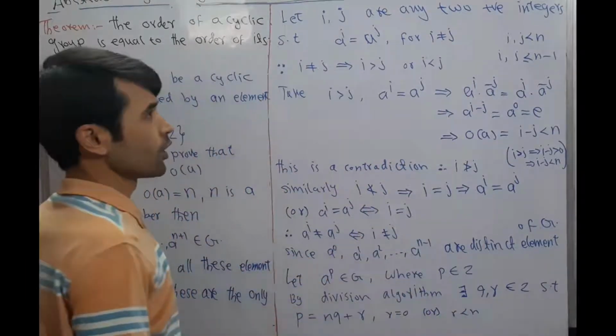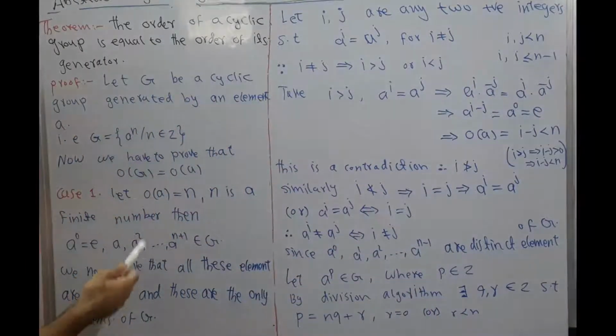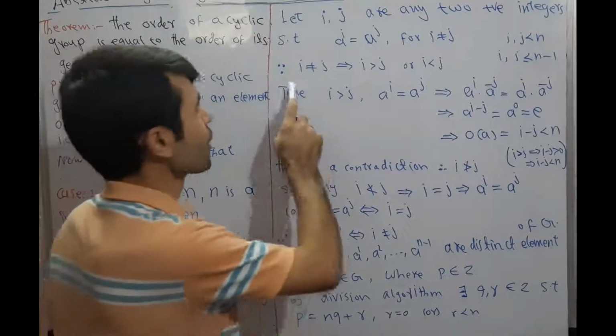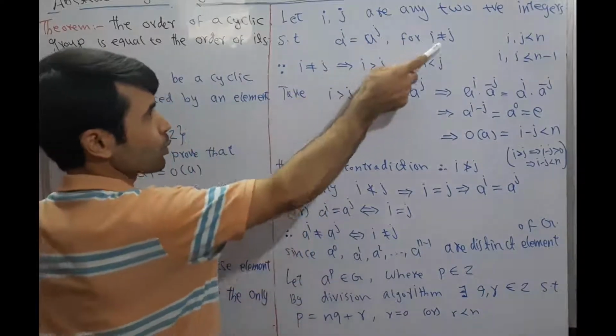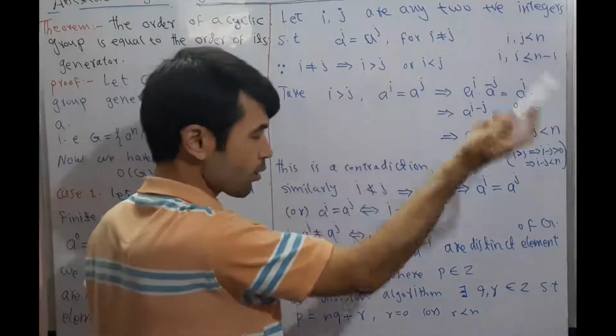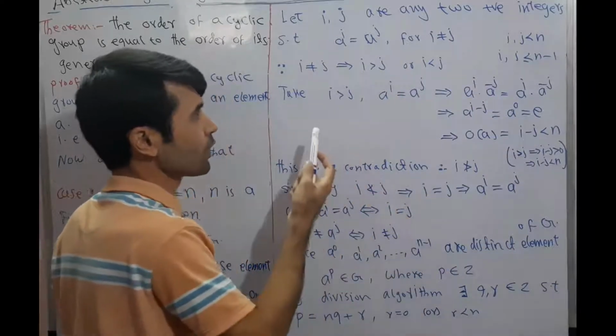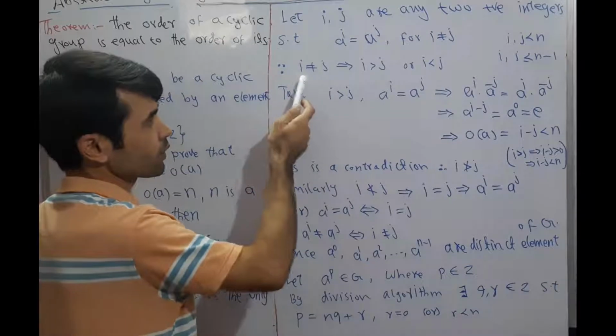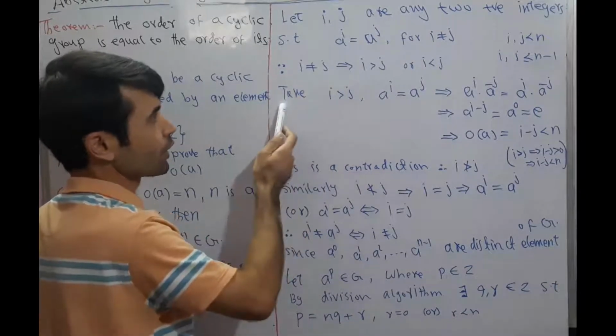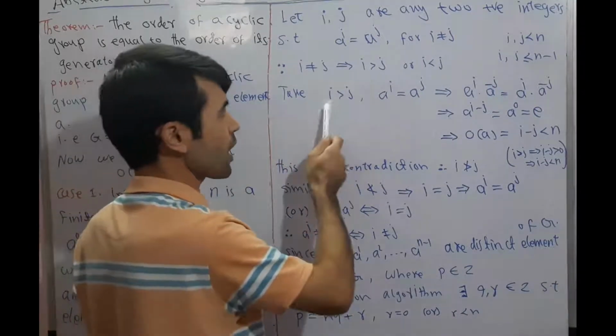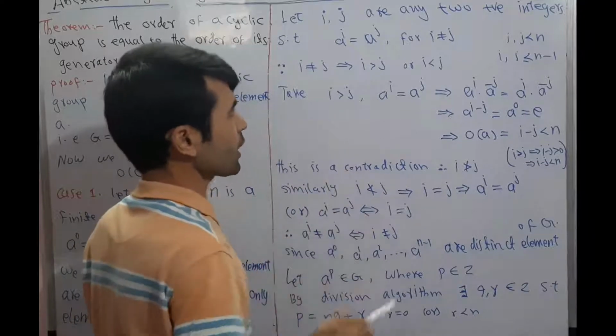n is the order of element a. Since i is not equal to j, this implies i greater than j or i less than j. First we assume that i is greater than j.